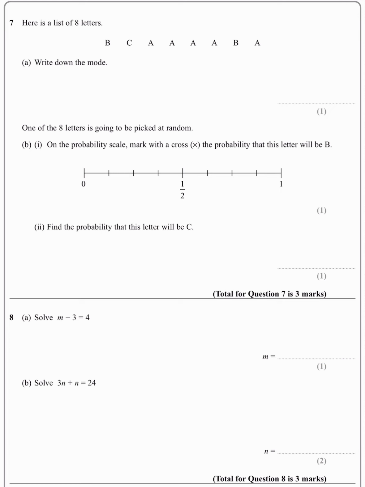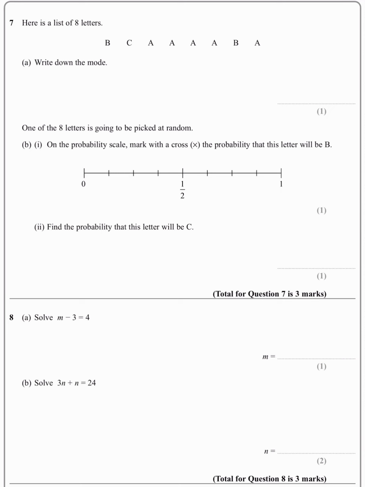So here it says, here is a list of 8 letters. Okay, so we have 8 letters here. We have B, C, A, B, A, and we're supposed to find the mode.